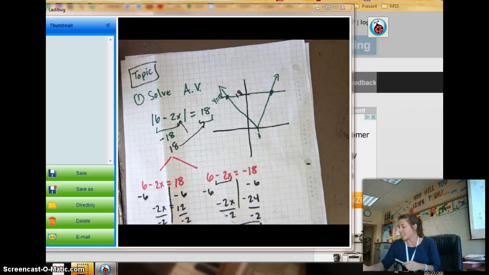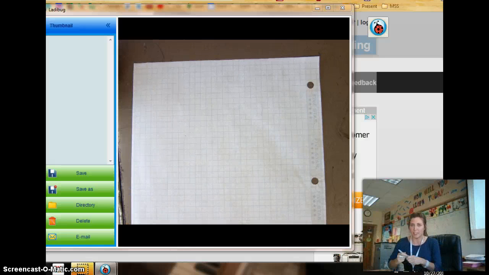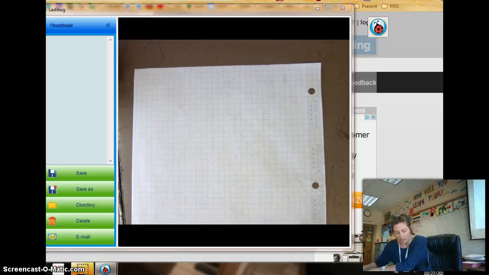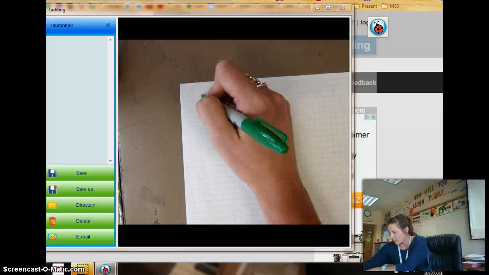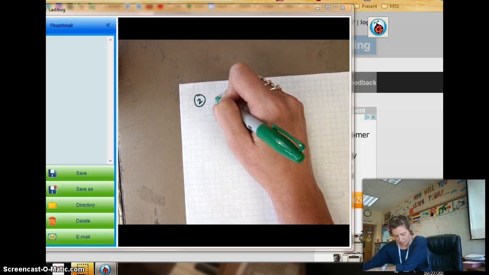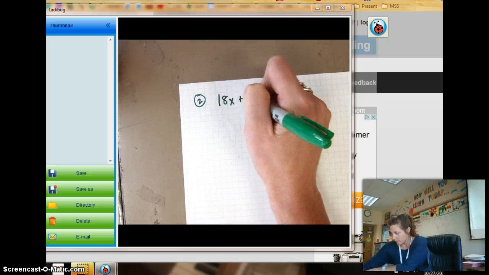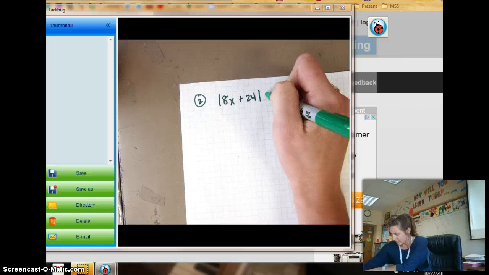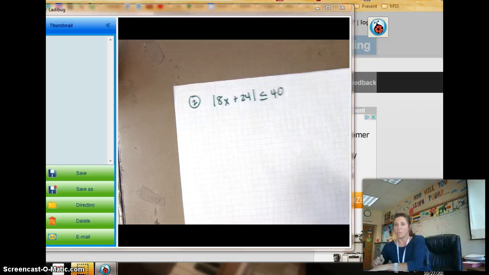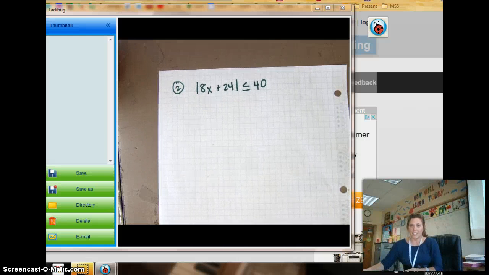The second part of this is going to be with inequalities. So with inequalities, hopefully my screen doesn't die again. This would be topic number 2. For example, the absolute value of 8x plus 24 is less than or equal to 40. In fear of having this freeze, if it does, I'm just going to show you guys the solution.